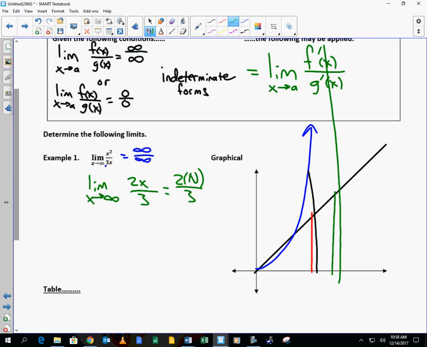That's not infinity over infinity. That's not 0 divided by 0. It is simply what, Andrew? Infinity. So L'Hopital's rule helps us to be able to determine these indeterminate forms.